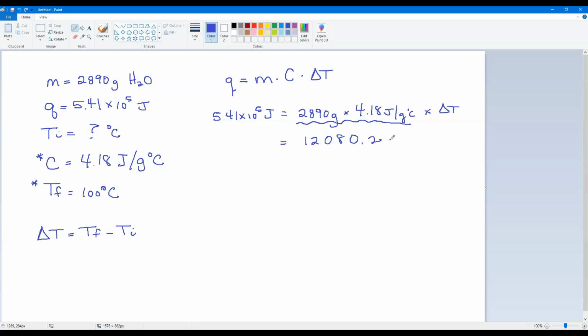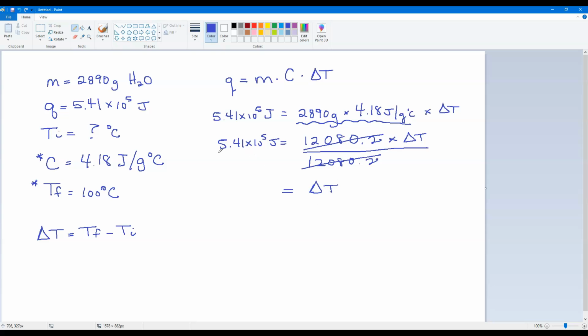12,080.2 times my change in temperature is equal to 5.41 times 10 to the 5 joules. Now that I have that combined in this number, I'm going to bring it over to the other side by doing the opposite operation to what's happening here, which is multiplication. The opposite of multiplication is division, so I'm going to divide by 12,080.2. That cancels that out, leaving my change in temperature over this side.